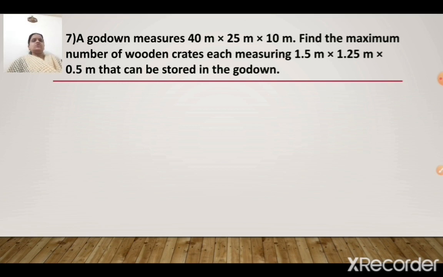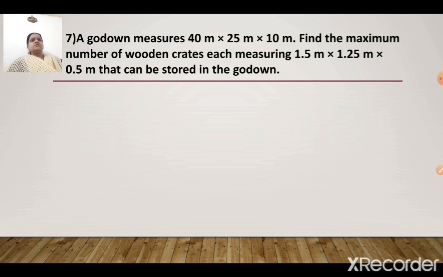Now, a godown measures 40 meter into 25 meter into 10 meter. Find the maximum number of wooden crates, each measuring 1.5 meter into 1.25 meter into 0.5 meter, that can be stored in the godown. Now you can see here, first understand the sum. What is given? They have given the godown and the dimensions of the godown, that is length, breadth and height. Similarly, in the godown we have to place the wooden crates, and that is also in a cuboidal shape and the dimensions are given.